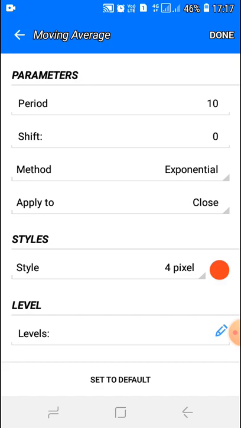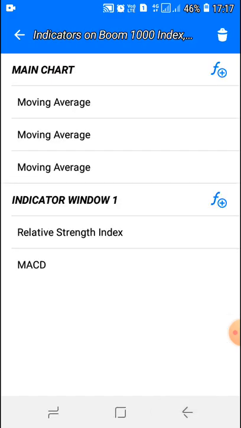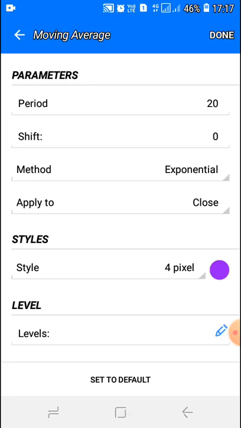So this is the first moving average that we need. The period should be like this: 10, shift 0, method exponential, apply to close, style 4 pixel red. The second one should be period 20, shift 0, method exponential, apply to close, style 4 pixel purple. And the last one should be period 30, shift 0, method exponential, apply to close, style 4 pixel black.